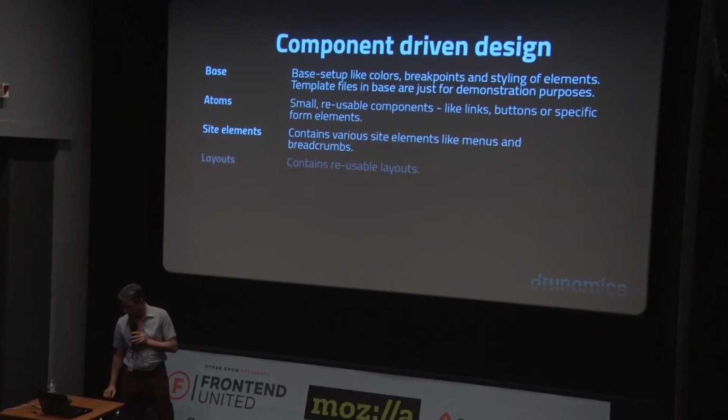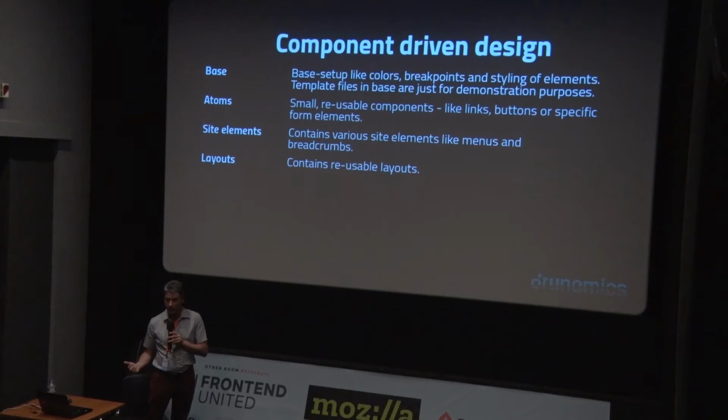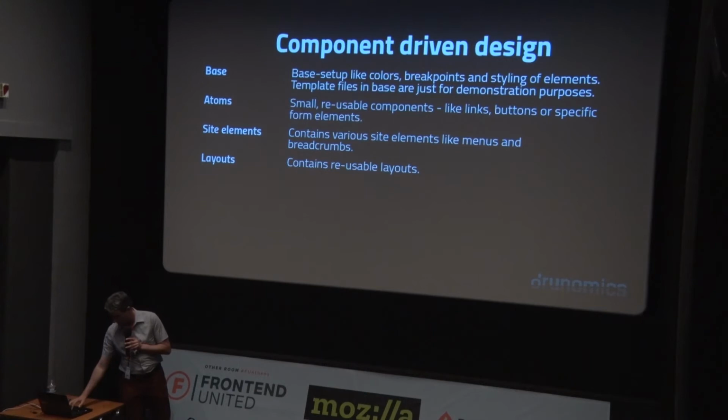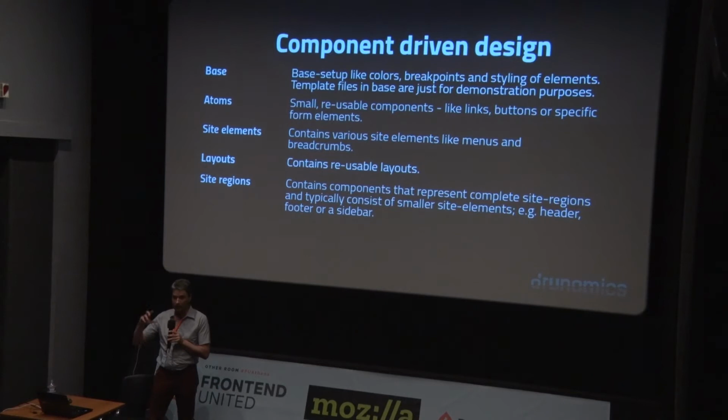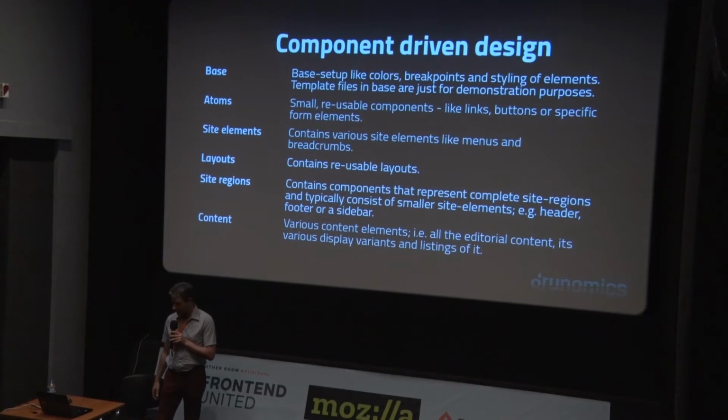Then we have the layouts, which you all know in Drupal. We have certain layouts for a normal page, maybe just a landing page or something else. Then we have site regions. You all know the regions like header, footer, left sidebar, right sidebar, content, and whatever. And then we have content, which are various content elements, editorial content elements, display variants, and listings of it.